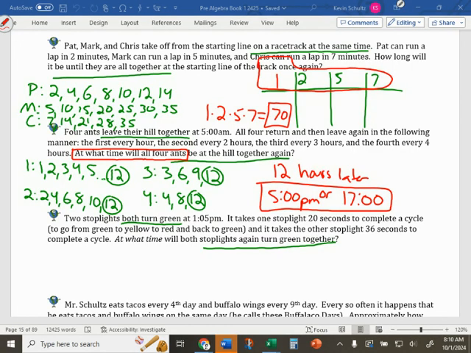Okay, 2 stoplights both turn green at 1:05 p.m. It takes 1 stoplight 20 seconds to complete a cycle, and it takes the other stoplight 36 seconds to complete a cycle. And the question is, at what time, similar to the previous one, will both stoplights again turn green together? So something is happening again. Go ahead and find the least common multiple of 20 and 36.